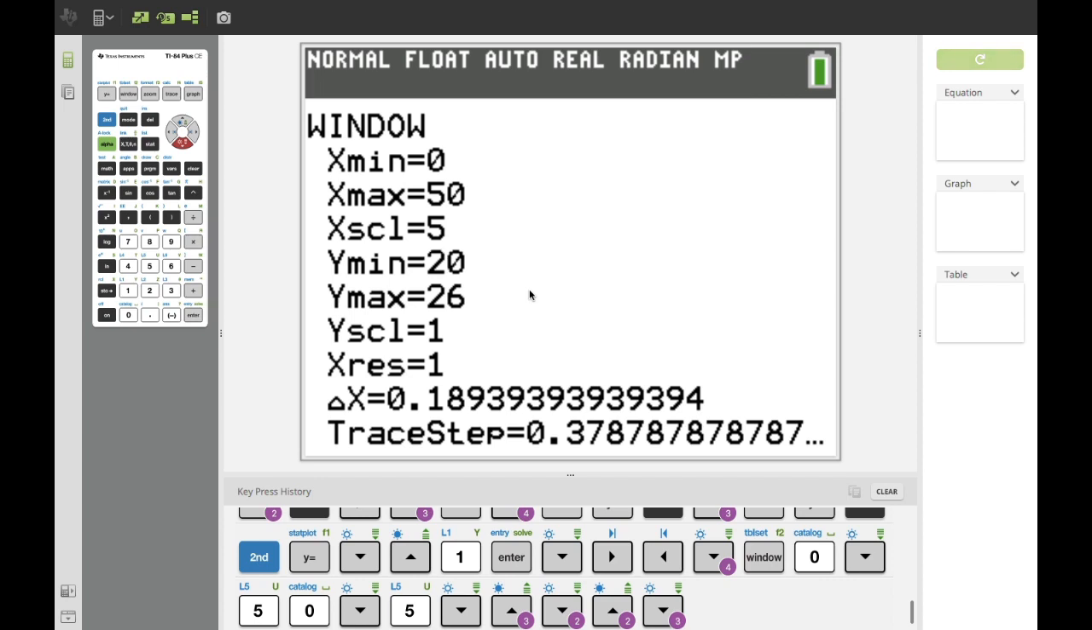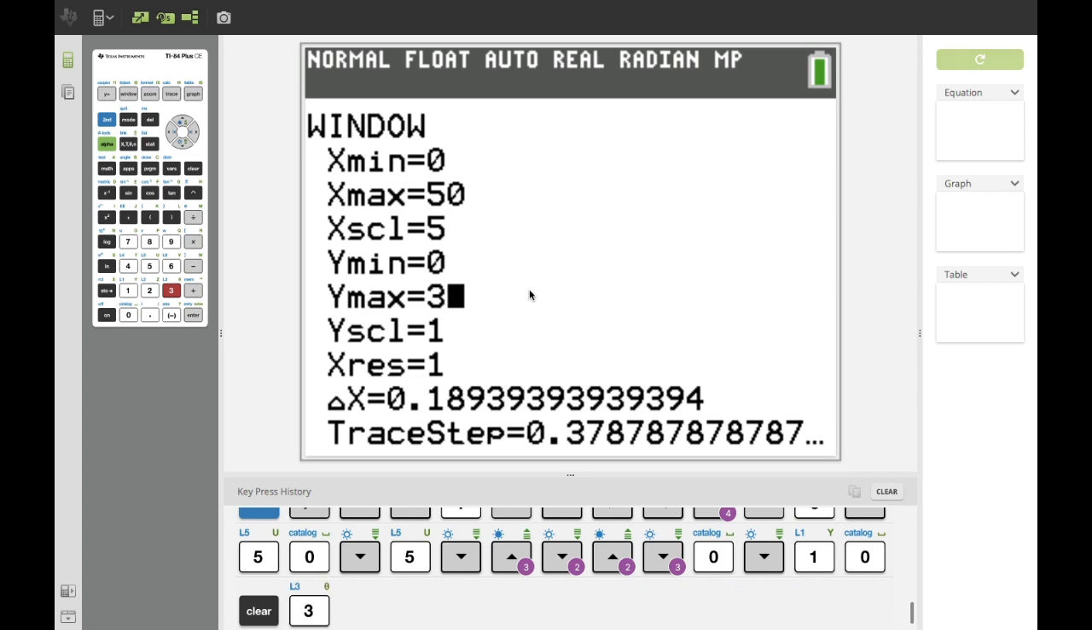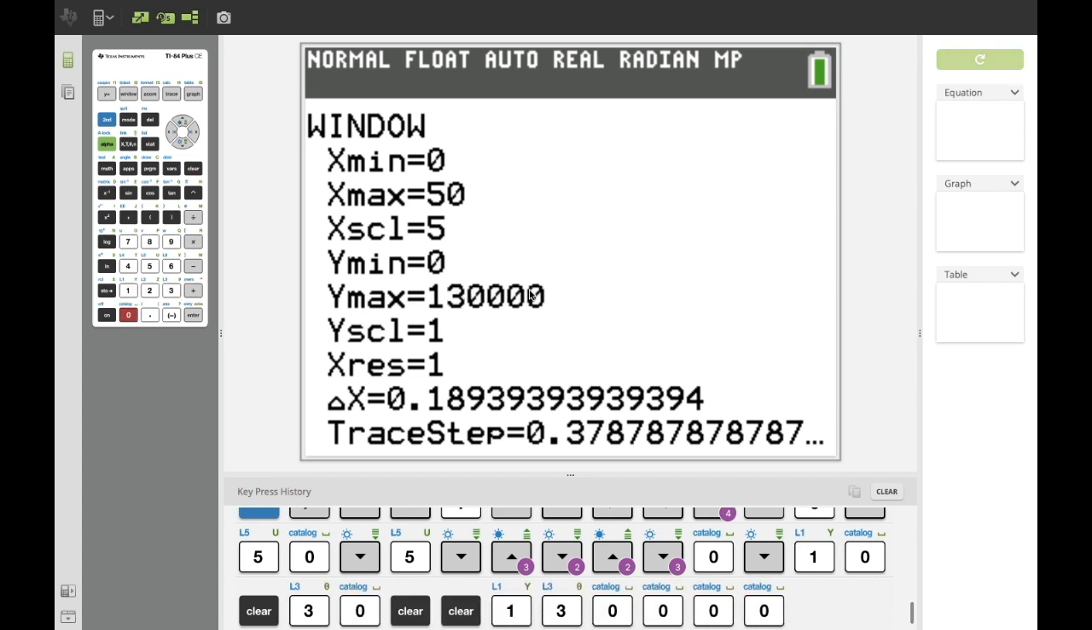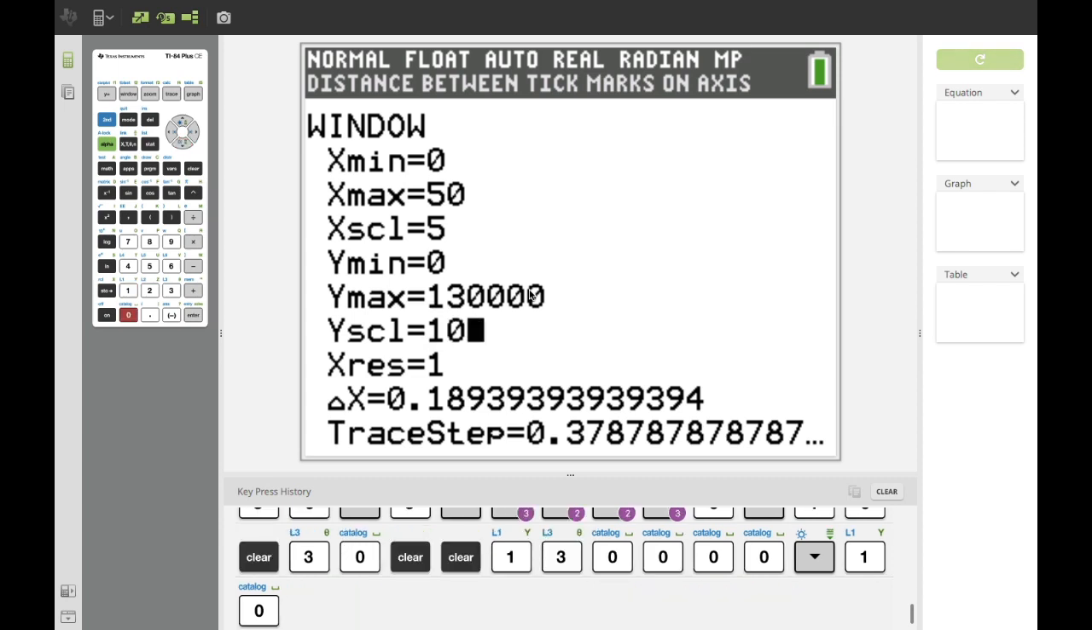And then for the y, the smallest value here is 20, so I can just put 0 here. The maximum value here is 120,000. I'll just put 130,000. Sorry, 130,123. Scale, maybe I can write 10,000. Let's just try to see. Okay, 10,000, this one. Okay, and then I'd like you to check on the graph.